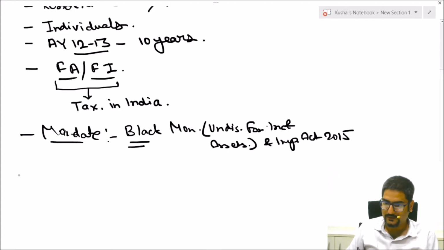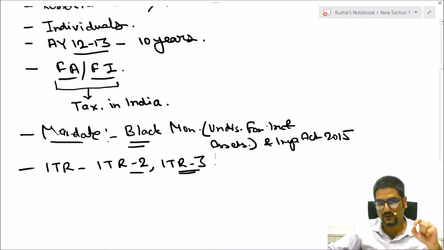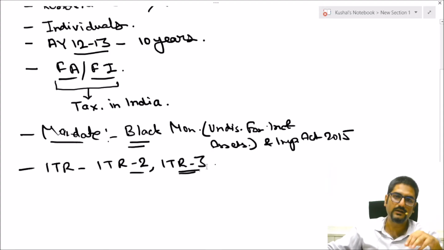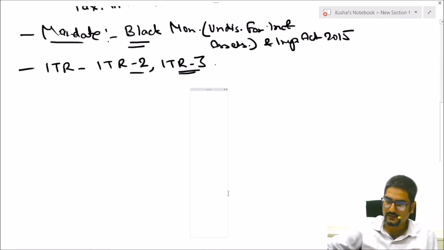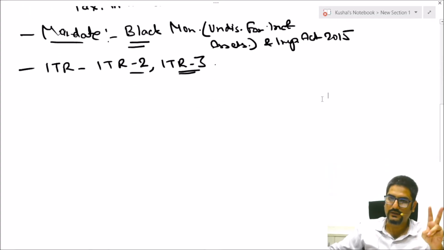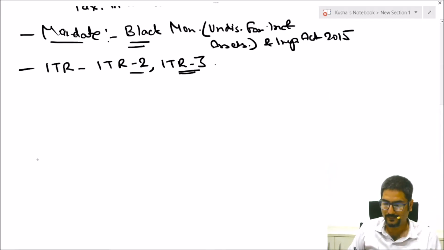Now, what are the relevant ITRs? The relevant ITRs are ITR 2, if it is applicable to you, or else ITR 3. These two ITRs have such a schedule of foreign assets. If you see the ITR in detail, you can easily find these schedules present in ITR 2 as well as in ITR 3, right? So there are only two ITRs which include this foreign assets or foreign income reporting.